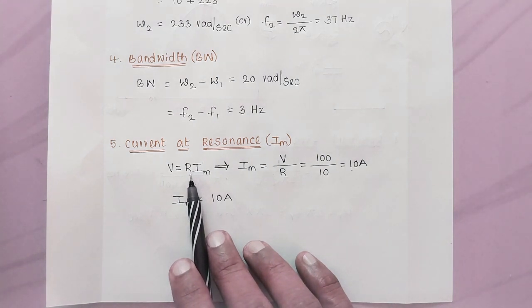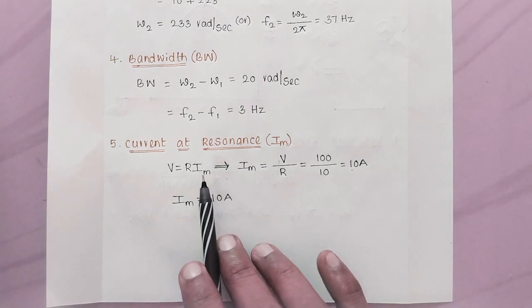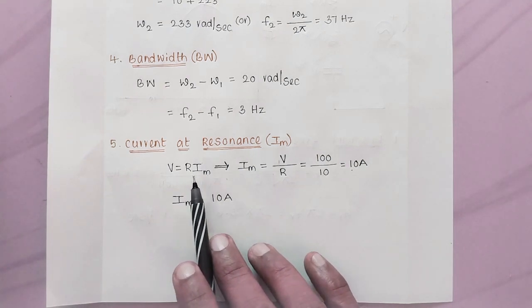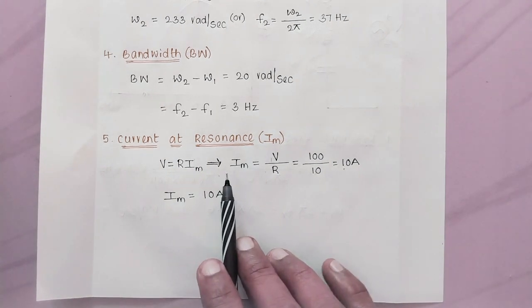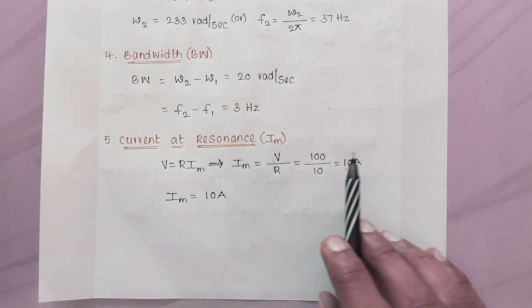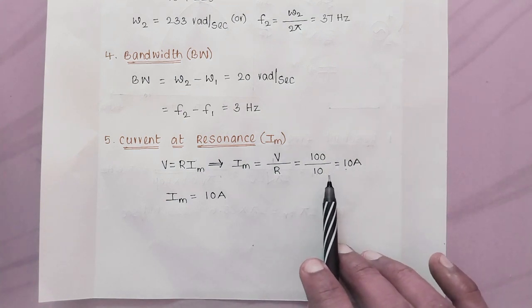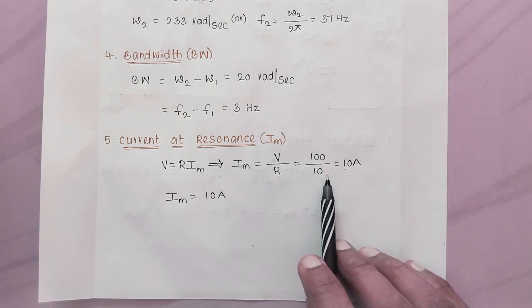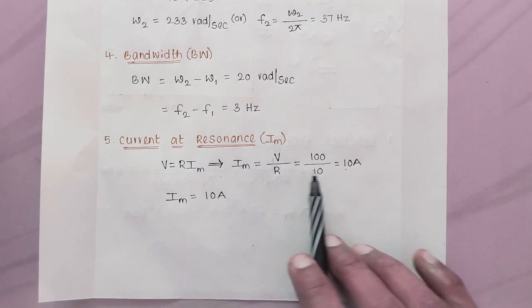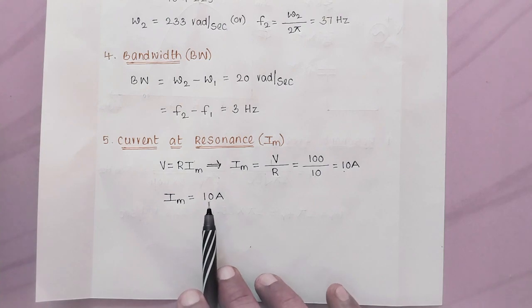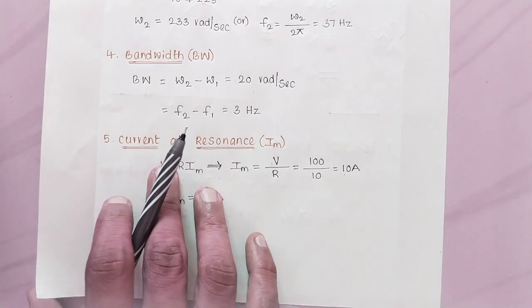So the relation between V, R and Im at resonance is V equal to R Im, where V is the supply voltage. From this, Im equal to V by R. V is given as 100 volts and the resistance in the circuit is 10 ohms. So the maximum current flowing in the circuit at resonance is 10 amperes. So current at resonance is 10 amperes.